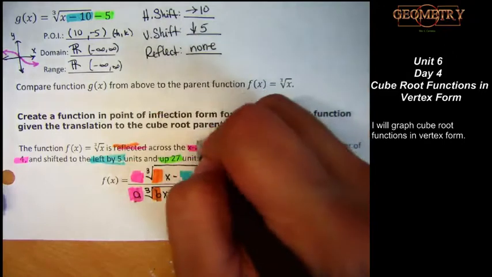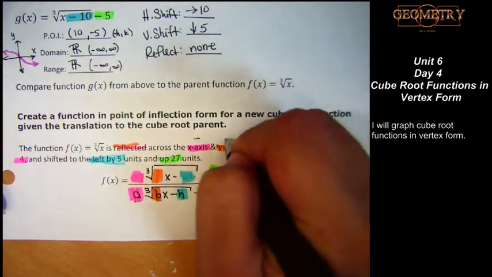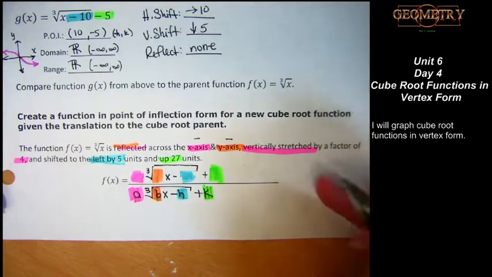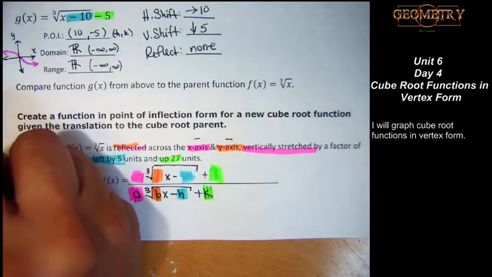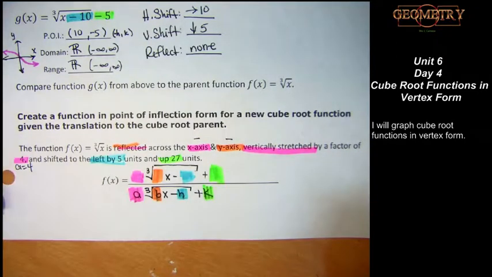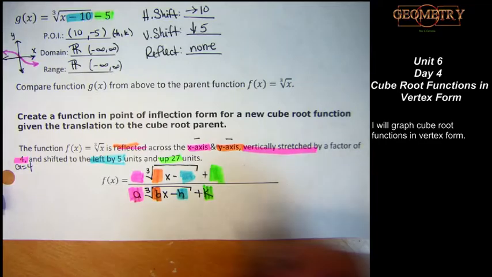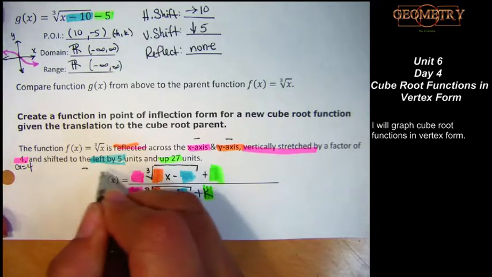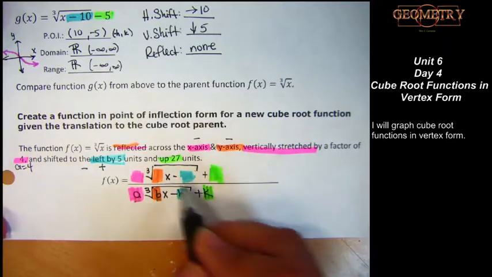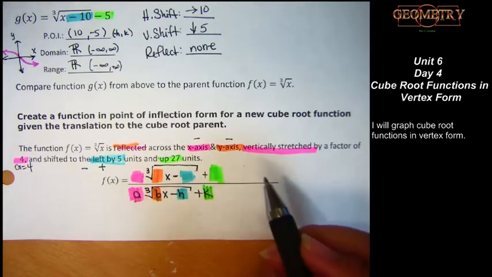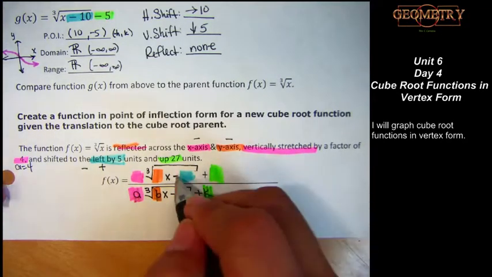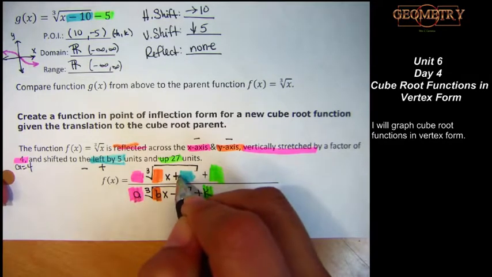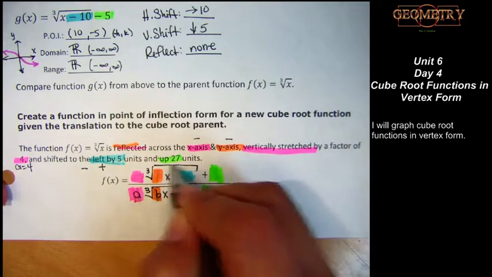The reflection means that I've got a negative, so the reflections are negative. Vertically stretched by a factor, this tells me what value that particular variable has to have. Now I've got to decide left. Does this left mean negative, or does this left mean that this is going to be a positive in here? It's going to end up being a positive because I don't have anything, so I need to change this to a plus. And then up stays the same.